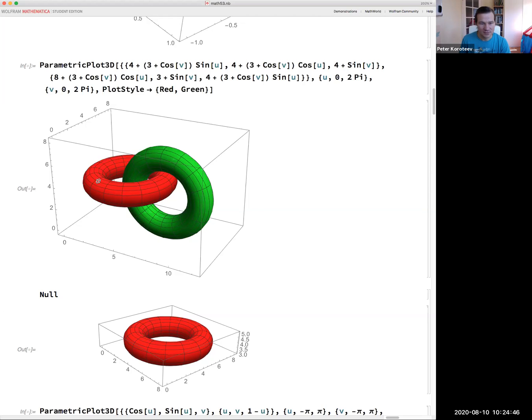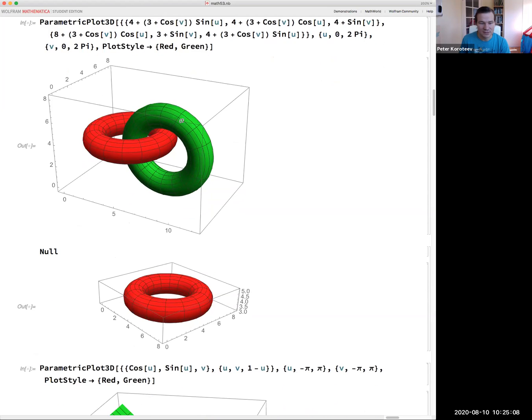The red torus is given by this first curve. So it's over here, the first line. It depends on u and v. The x component is this, the y component is that, and the z component is this. So we have a torus.